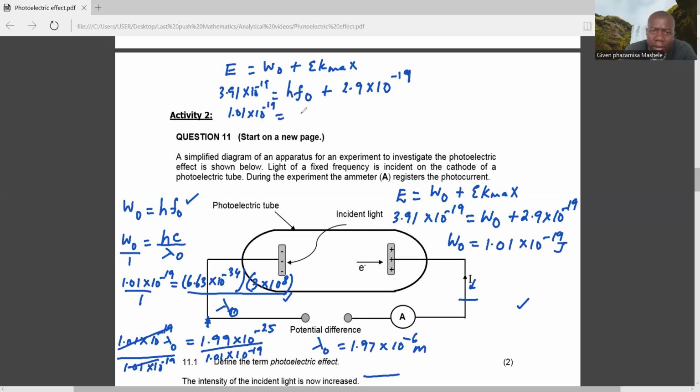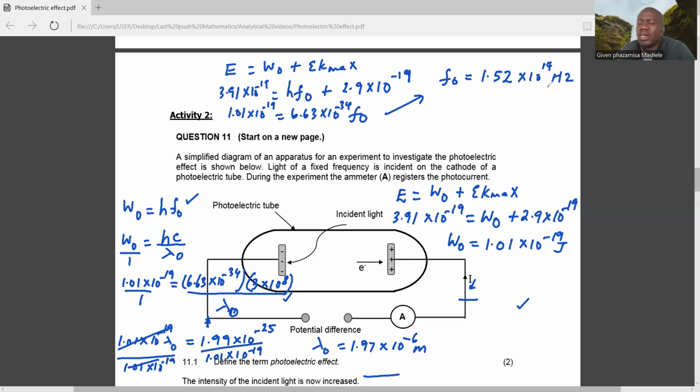Then we know Planck's constant is 6.63 times 10 to the power minus 34. We first calculate the cutoff frequency. It's still fine. There are many ways to skin a cat. So 1.01 times 10 to the power negative 19, then we divide by 6.63 times 10 to the power negative 34. This will give us a cutoff frequency of 1.52 times 10 to the power 14 hertz.